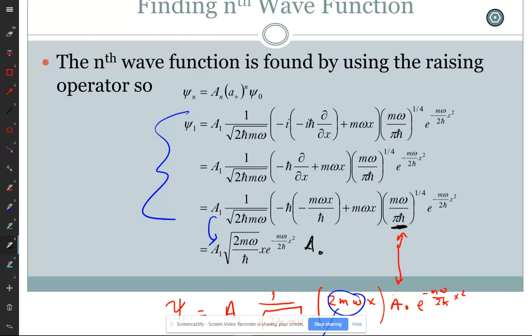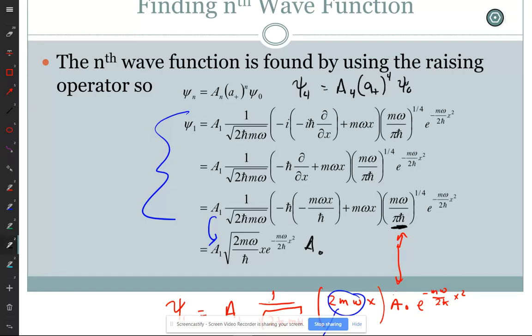So when you say put in psi 1? Well, psi n is equal to a sub n, a plus to the nth power psi 0. So in practice, psi 4 is equal to a sub 4, the raising operator to the 4th power psi 0. So you have the psi 0 always stays the same.